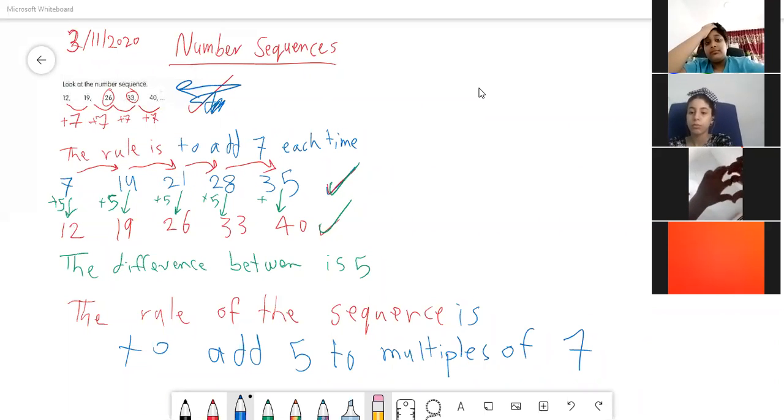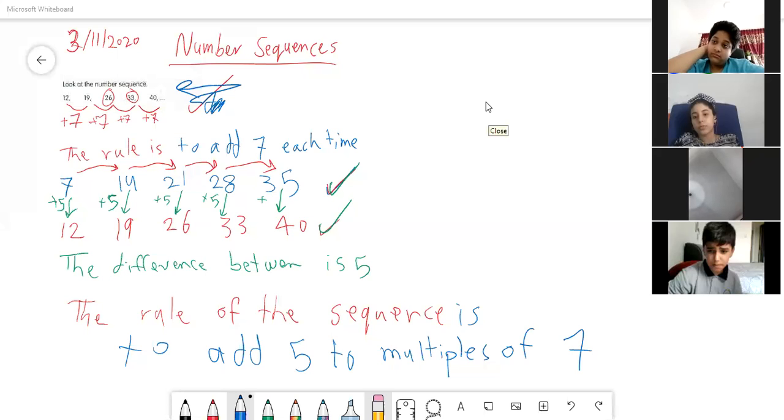Who's raising a hand? Abdurrahman. Nothing to check. So if you don't have anything, please lower your hand. If you raised your hand by mistake, lower it.